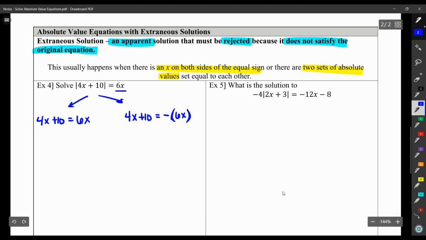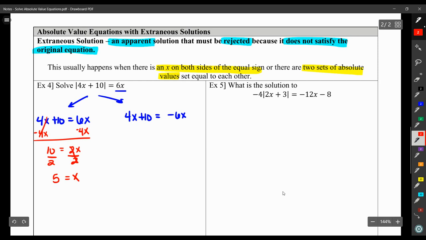For this case, though, you don't really need the parentheses because if you do negative of 6x, you still get just a plain negative 6x. So we can actually not worry about the parentheses for this one. And now we're going to solve both of these like normal. So I'm going to move the 4x over because you got to get your x's together first. So move your 4x to the right, and we get 10 equals 2x. And then divide out the 2. So our first possible solution is 5.